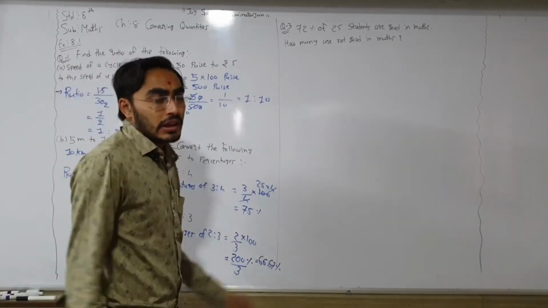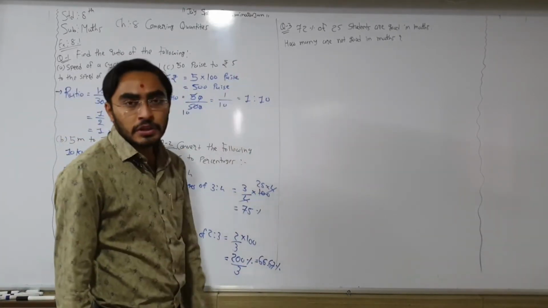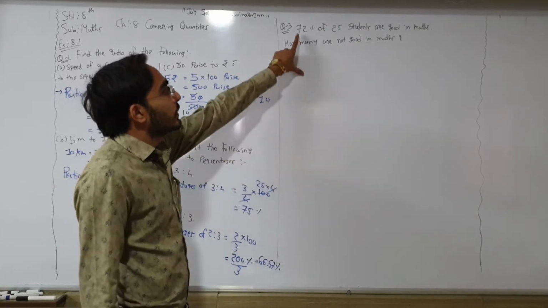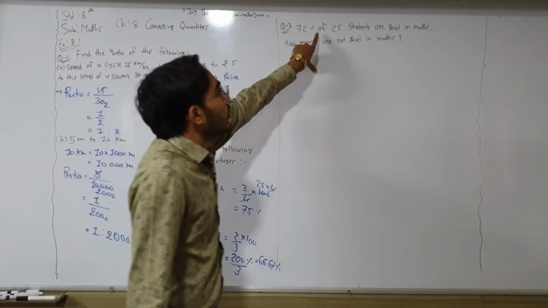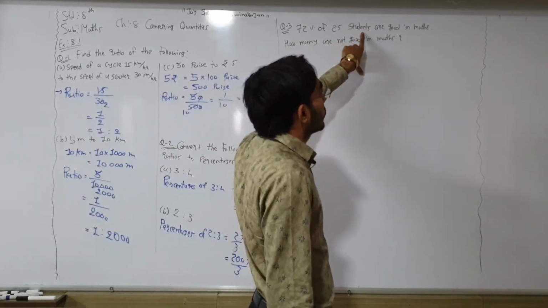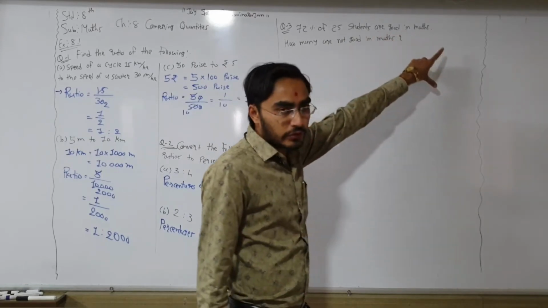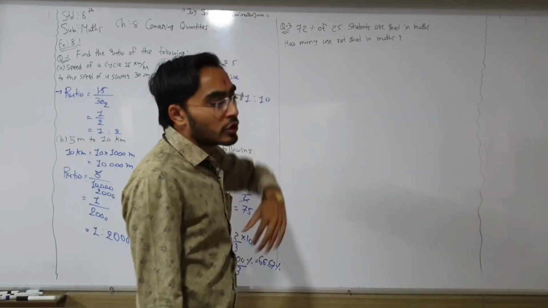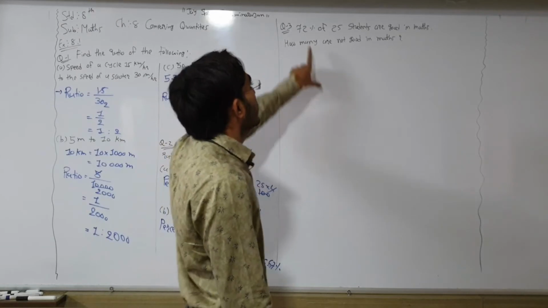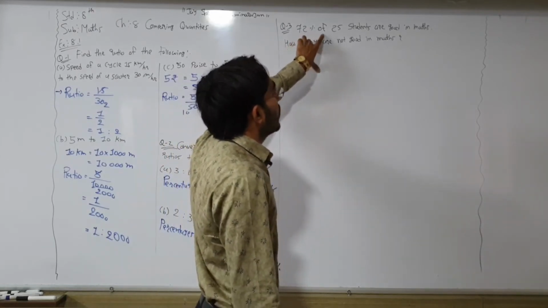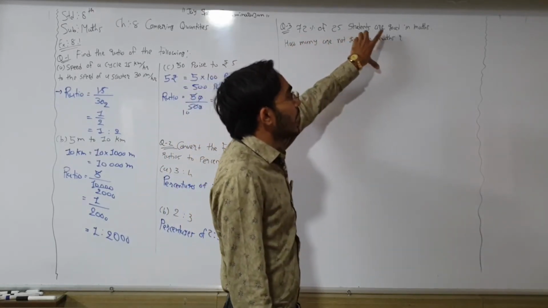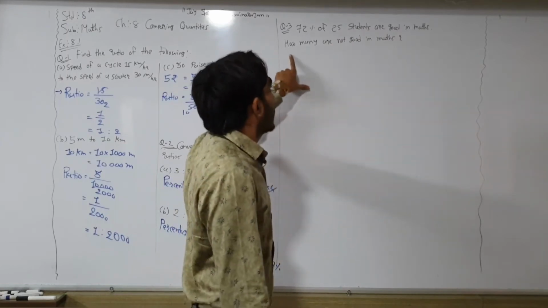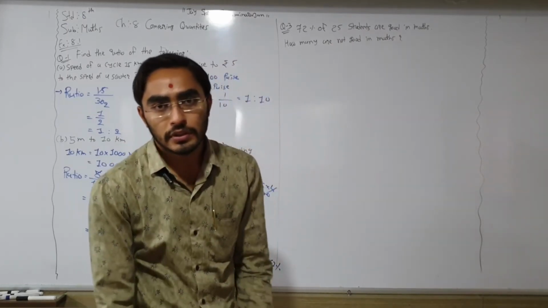Now, students, let's move forward. Question number 3. 72 percentage of 25 students are good in maths. How many are not good in maths?